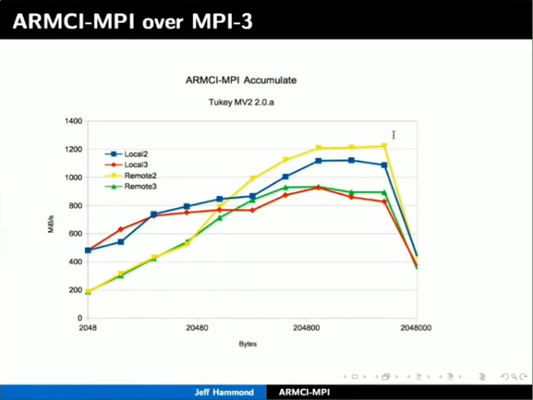And then of course at the 2 megabyte boundary, I think we get a cache effect. So one possible optimization there, I guess, is pipelining, and we could do it in ARMCI-MPI or MVAPICH could do it. But this is the sort of biggest performance artifact that I have to present. Everything else is pretty much boring and not worth wasting slides.